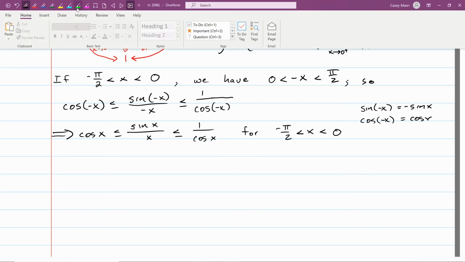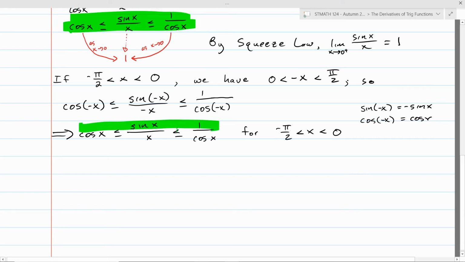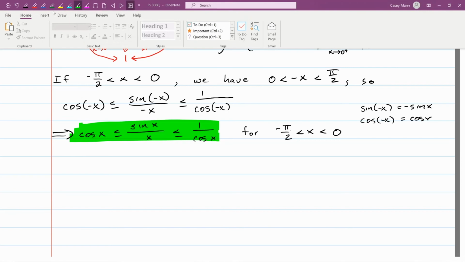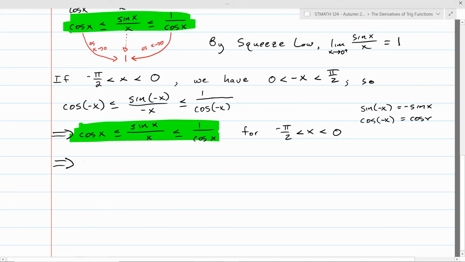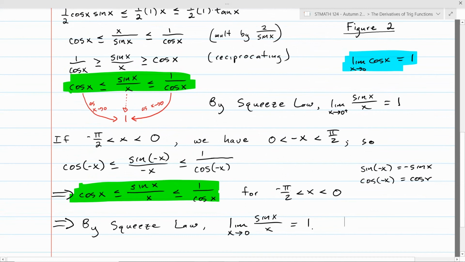So that means when I did my squeeze law bit, I didn't have to think of it as a one-sided limit. I could have done a two-sided limit because the inequality is true on both sides of 0. So this tells me by the squeeze law, the limit as x approaches 0 on either side of sine of x over x is equal to 1. Okay, so we've established that one.